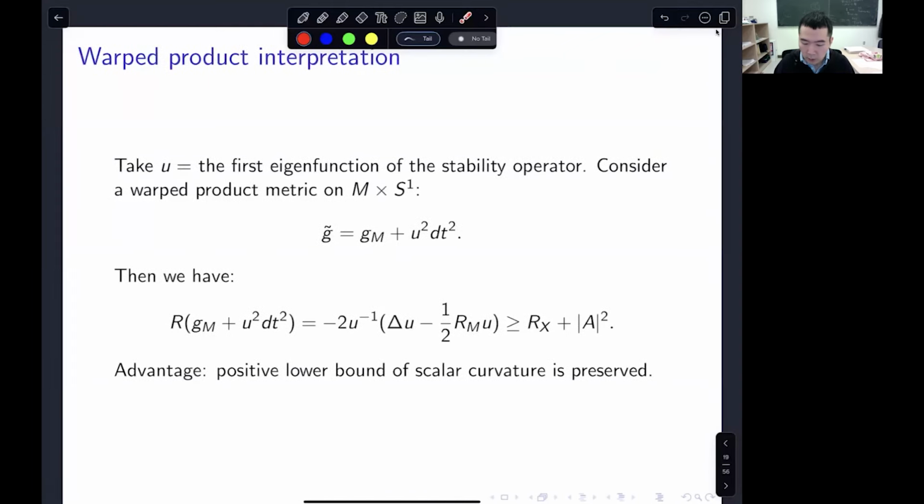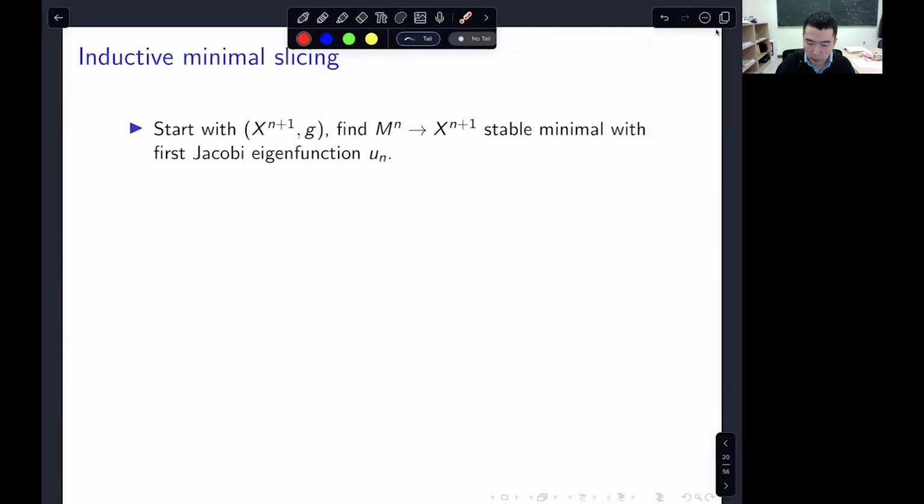This is very useful. In either way, you can do the conformal change, or you can repeatedly do the warped product. Let me show you how to do the warped product in a repeated manner. What we do is called inductive minimal slicing by Schoen-Yau. Essentially, we start with an n+1 dimensional manifold, and say we can find a stable minimal hypersurface with first eigenfunction of the stability operator u_n.